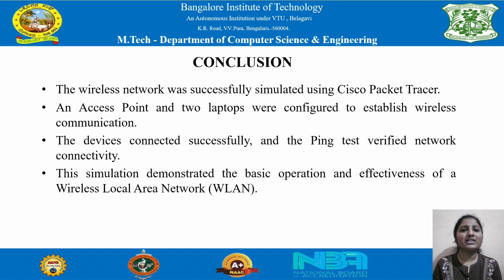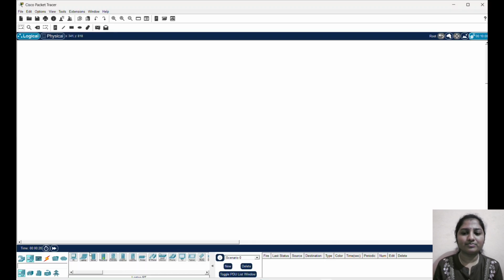Next, the last, conclusion. The wireless network was successfully simulated using Cisco Packet Tracer. An access point and two laptops were configured to establish the wireless communication. The devices connected successfully and the ping test confirmed proper network connectivity. The simulation demonstrated the basic operation and effectiveness of wireless local area network. The project successfully achieved its objectives and showed how wireless devices can communicate efficiently without physical cables.